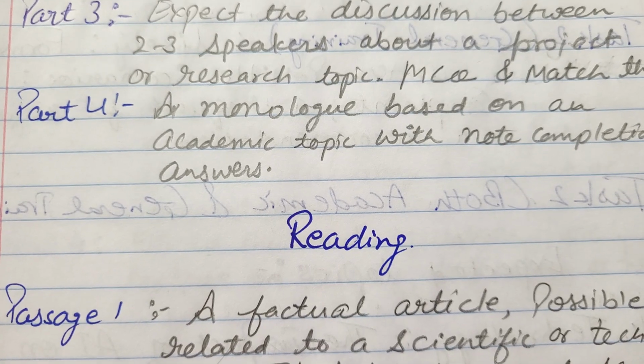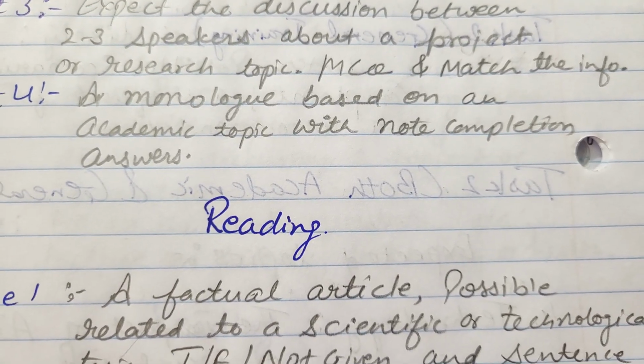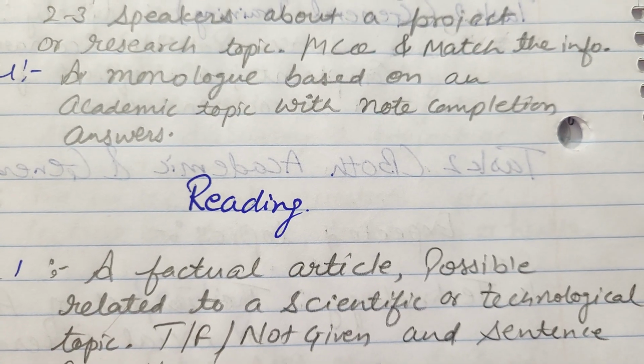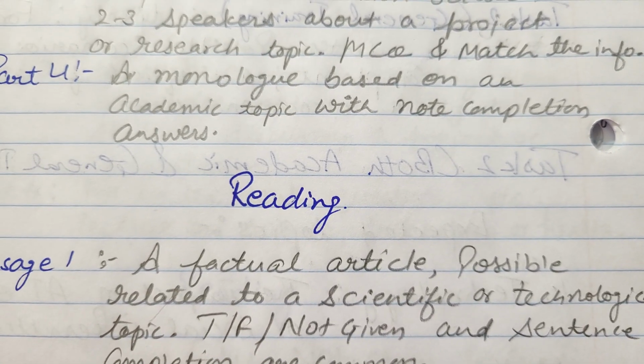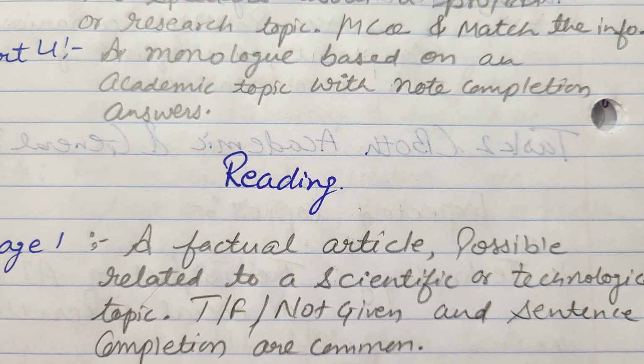All right, so reading section, passage 1: a factual article possibly related to a scientific and technological topic. Mainly in this part, in passage 1, you can always see true, false, not given, and sentence completion as the common question types.